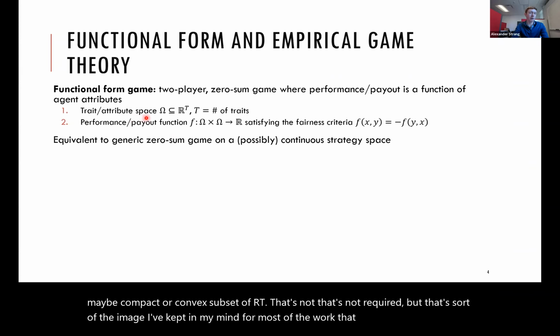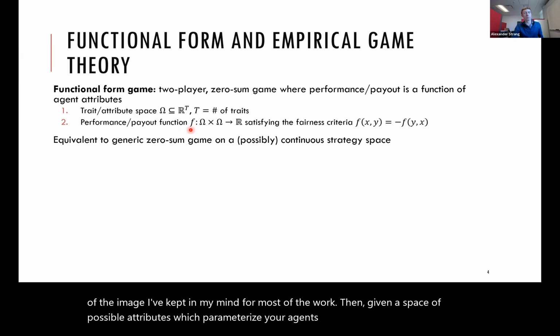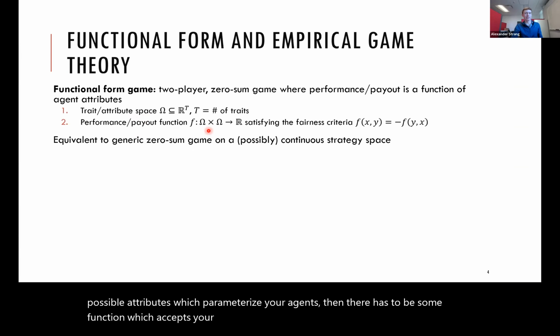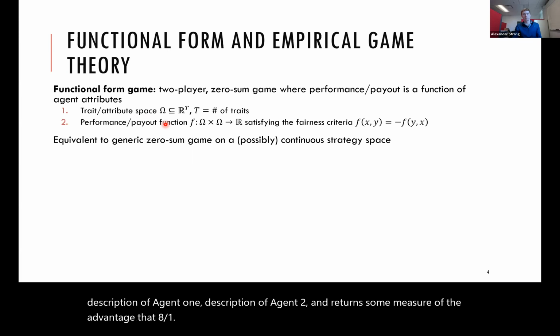Then, given a space of possible attributes which parameterize your agents, there has to be some function which accepts your description of your agents, that is attributes, so description of agent 1, description of agent 2, and returns some measure of the advantage that agent 1 possesses over agent 2.